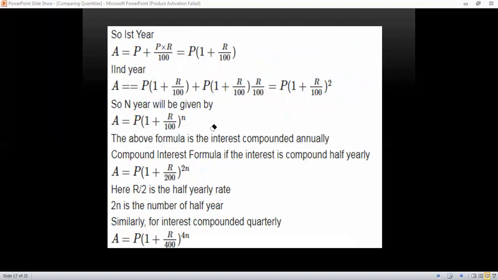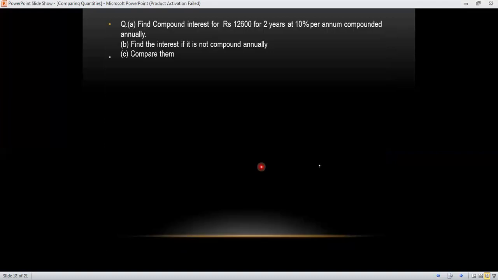Now we are going to solve questions. Now this question, how we are going to solve it? Find compound interest for rupees 12,600 for 2 years at 10% per annum compounded annually. Find the interest if it is not compounded annually. Compare them. So in one question it is written that we have to find compound interest, and in another, if it is not compounded annually, then find the interest.